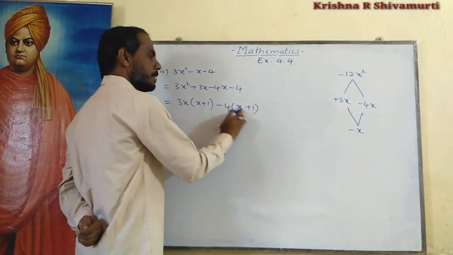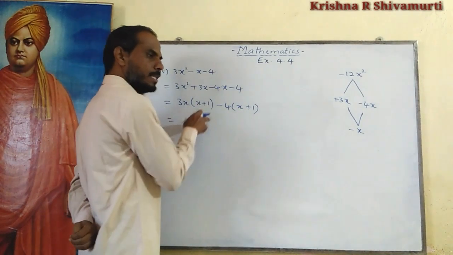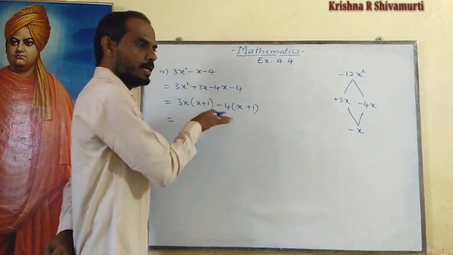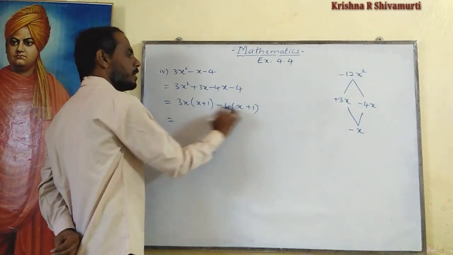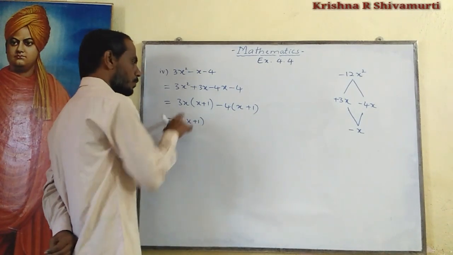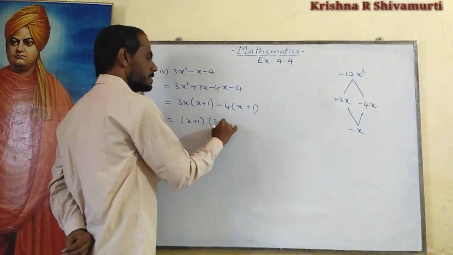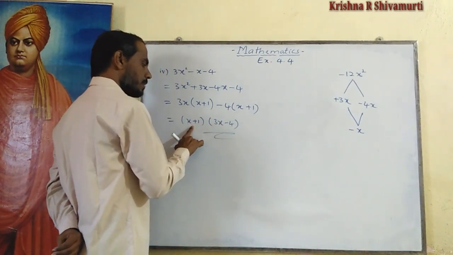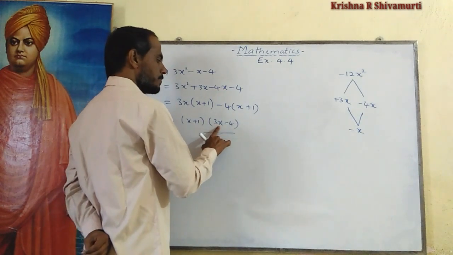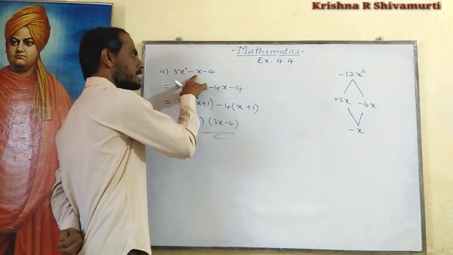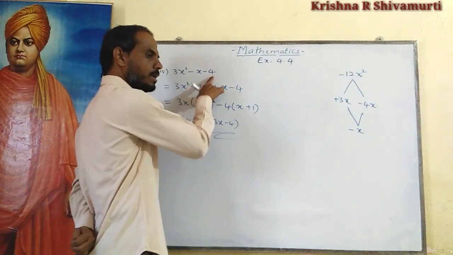Now what is the common factor? Here again the same method applies, as I said in the previous problem. If it is the same, then only our procedure, our method, is correct. Then what is the common factor now here? x plus 1 is common. What remains? Here 3x and here minus 4. Means x plus 1 and 3x minus 4 are the factors of 3x square minus x minus 4. Okay, I hope you understood.